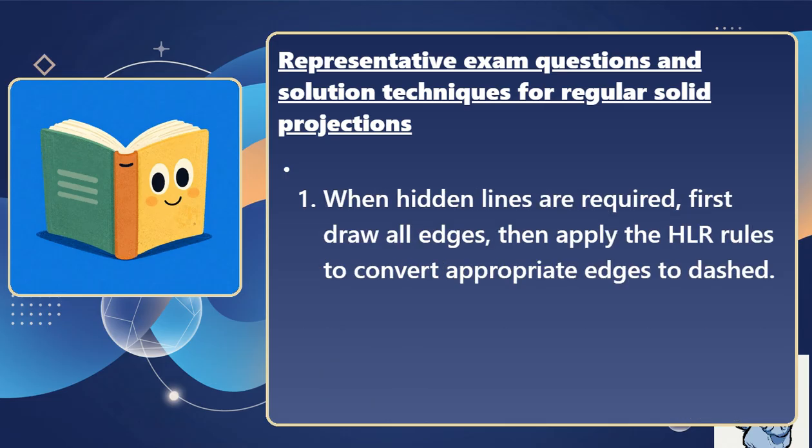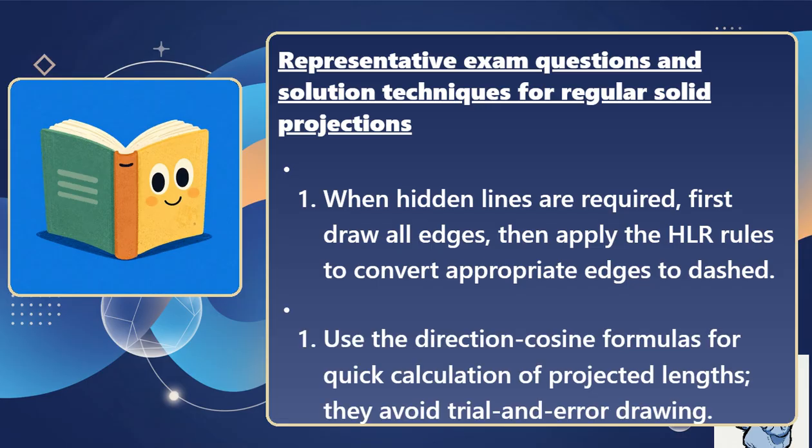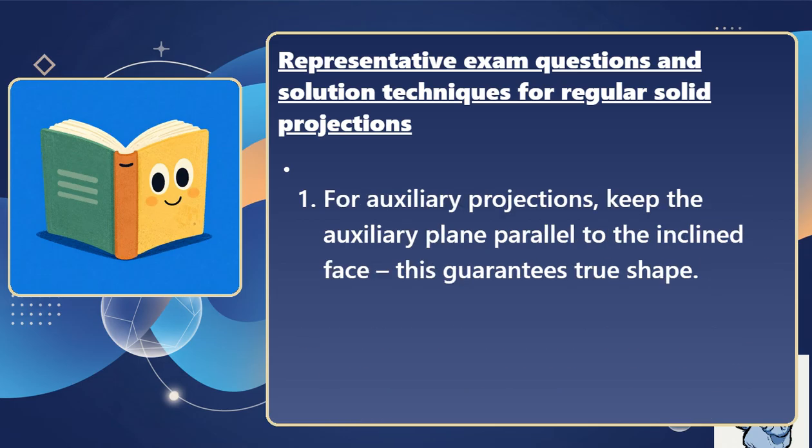4. When hidden lines are required, first draw all edges, then apply the HLR rules to convert appropriate edges to dashed. 5. Use the direction cosine formulas for quick calculation of projected lengths. They avoid trial and error drawing. 6. For auxiliary projections, keep the auxiliary plane parallel to the inclined face. This guarantees true shape.